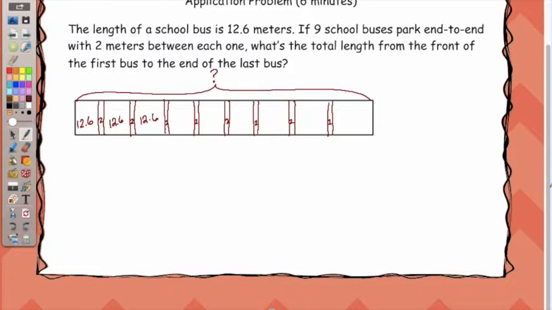12.6 times 9. Now I'm going to do, whoops, that's 7. I'm going to do standard algorithm, okay? What's my typical strategy for dealing with the decimal? Riley? You take the decimal out. So instead of 12.6, I'll write 126. What's my place value? Tenths.